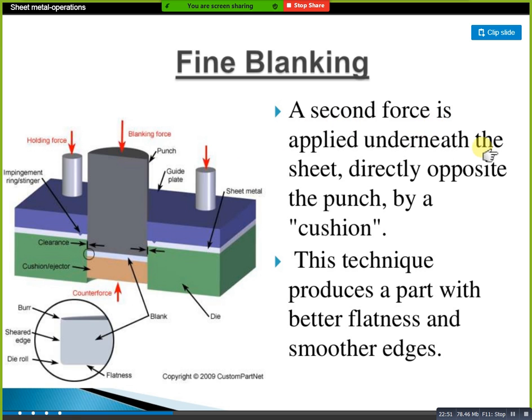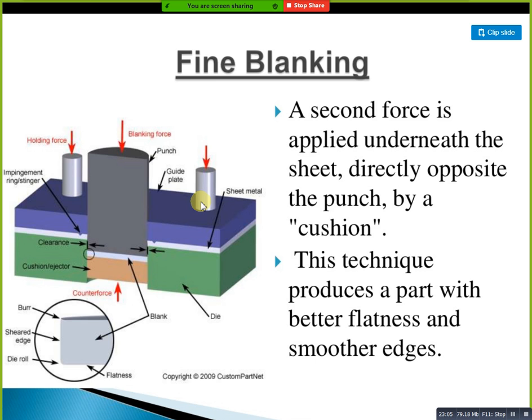For example, here it is held, not getting any vibration on your sheet. We have exact holding, and in that condition you get a very smooth operation on your sheet. This is called fine blanking. Fine blanking means we are getting very smooth edges compared to normal blanking. That is the main difference.